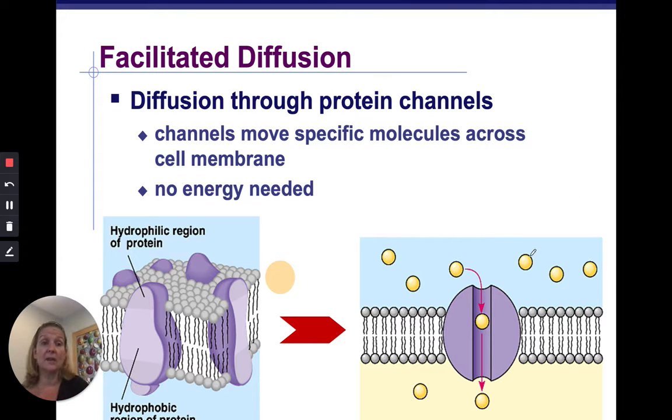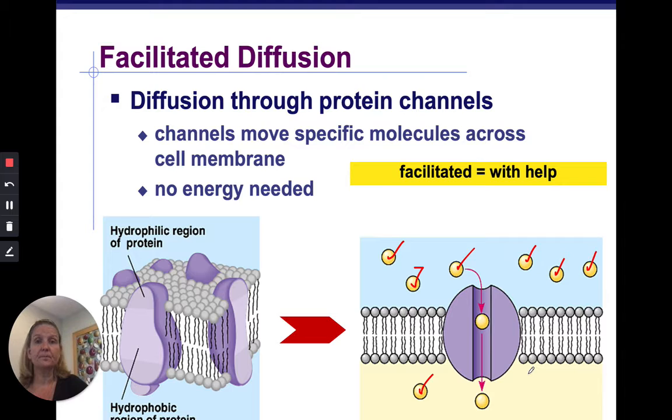Here, in this case, if you count these up, we have 1, 2, 3, 4, 5, 6 molecules of, let's say, glucose over here. We only have 1 over here. So this must be a glucose channel, and these molecules are going to move through the glucose channel to try and establish equilibrium on both sides of the membrane. That does not take energy. You don't have to input ATP, but you do need a protein helper, so it's facilitated diffusion.